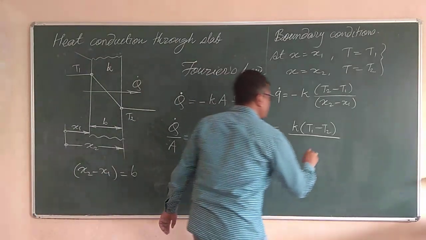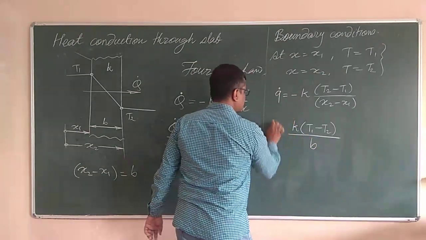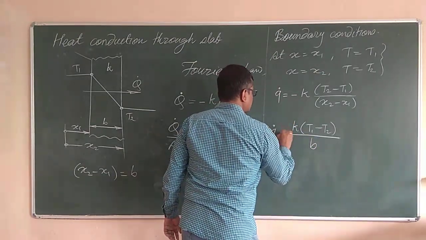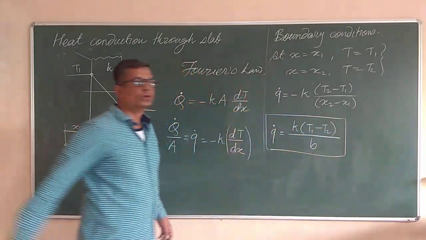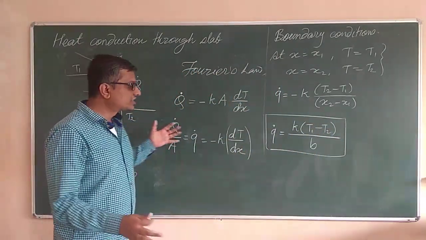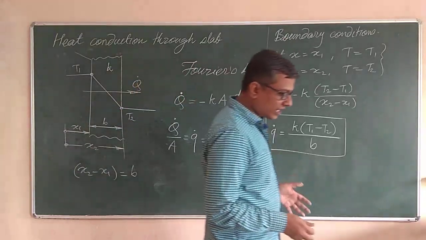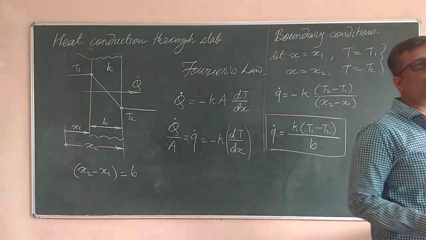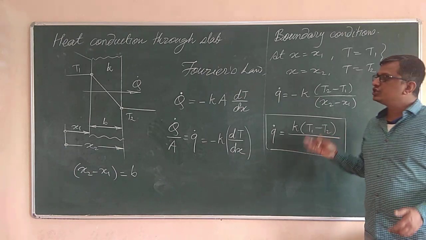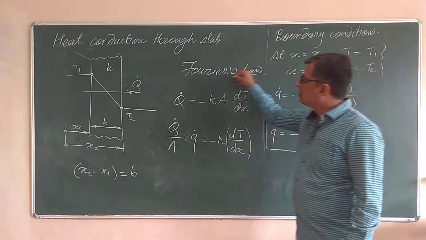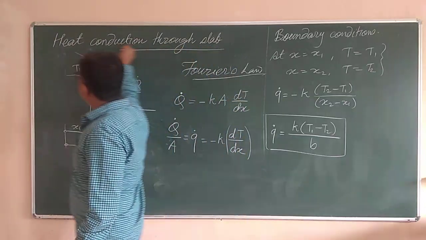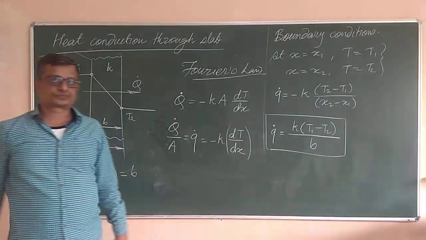And that is nothing but q dot, the rate of heat flux taking place across that slab of width B and thermal conductivity K, when maintained at the temperature difference of T1 minus T2. So this is the application of Fourier's law to heat conduction through a slab.